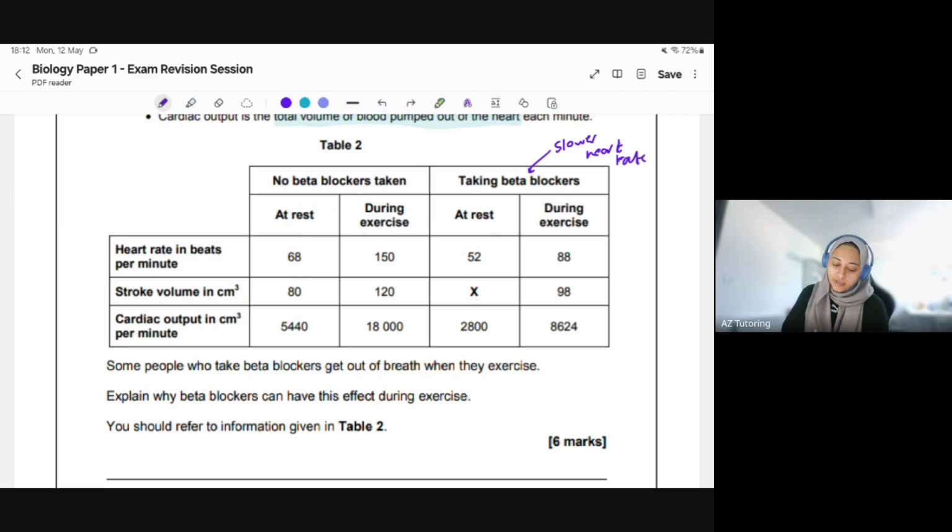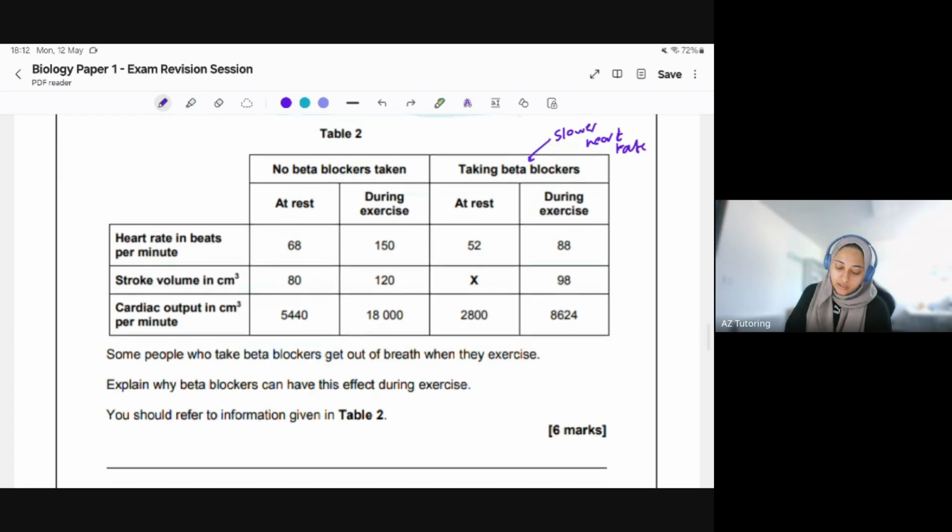Okay, that's expected. We can see it's at rest and during exercise. So I'm going to compare that at rest. We can see the stroke volume. Well, we can't compare that because there's an X here. But cardiac output, we can see is decreased for beta blockers. So really, overall, everything has decreased for the beta blockers as expected.